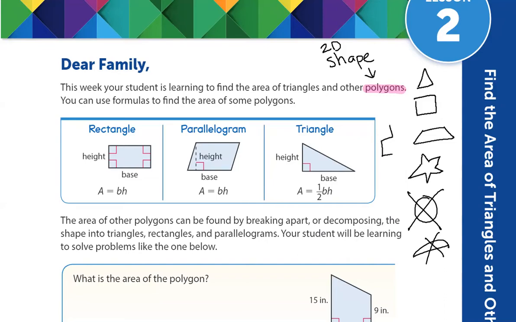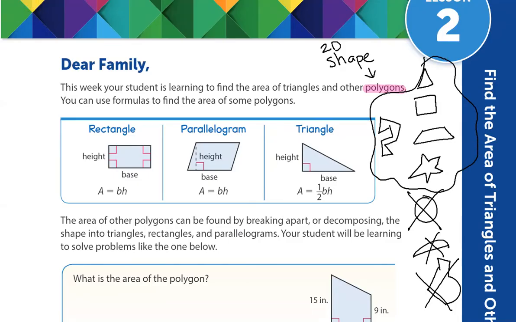This can be a polygon because it's all straight sides. This cannot be a polygon because one of the sides is round. So polygons are flat shapes that have straight sides.